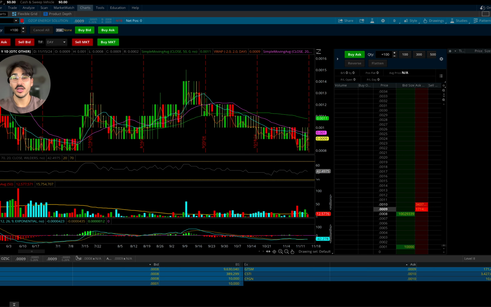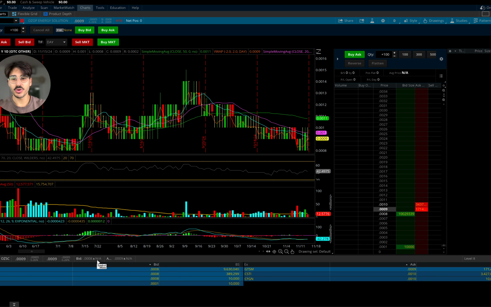Alright, so in order to understand level 2, we first need to understand level 1. Now, as you can see over here, we have a bid and we have an ask. These are the level 1. These show us the best bid possible and the best ask possible. That means the price that we can buy or sell at any given moment.